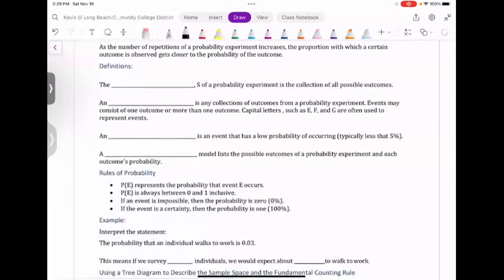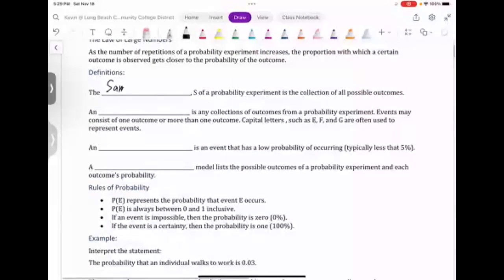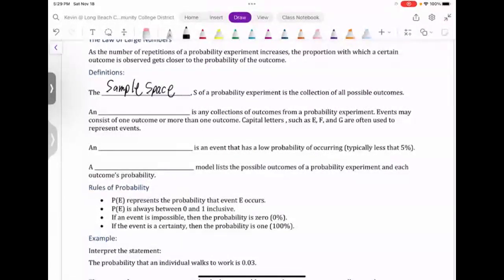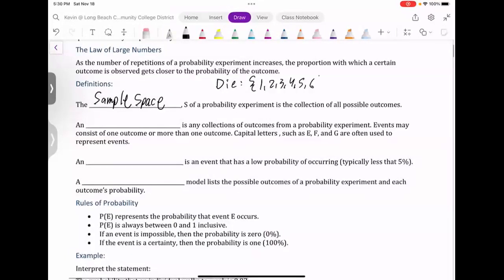All right, we have a few definitions here. The sample space, usually we use S, of a probability experiment is the collection of all possible outcomes. So for example, if I'm going to roll a die, that's a single die, the only outcomes I can get are 1, 2, 3, 4, 5, and 6. That's it. There's nothing outside of that that I could possibly get.